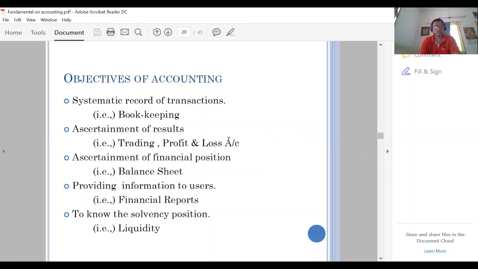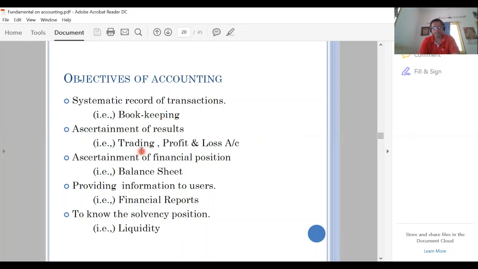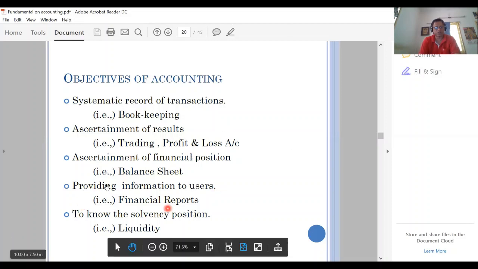The first one is systematic recording of transactions. That is called bookkeeping. Then we will have ascertainment of results: trading, P&L, and balance sheet. Then we will have ascertainment of financial position, which we call the balance sheet. Then we have providing information to users. That is called the financial report. And to know the financial position or solvency position, we call it liquidity.